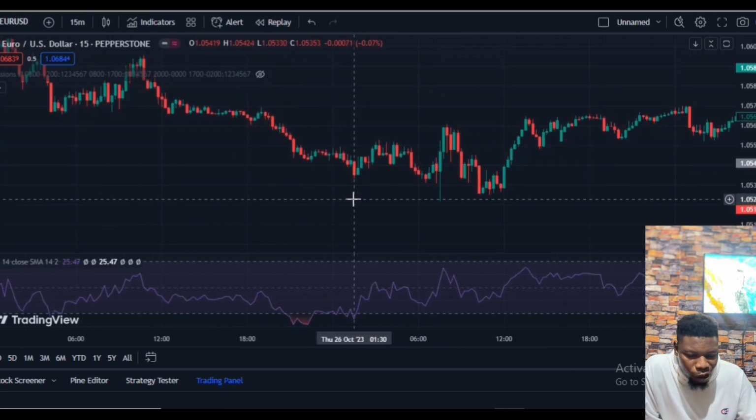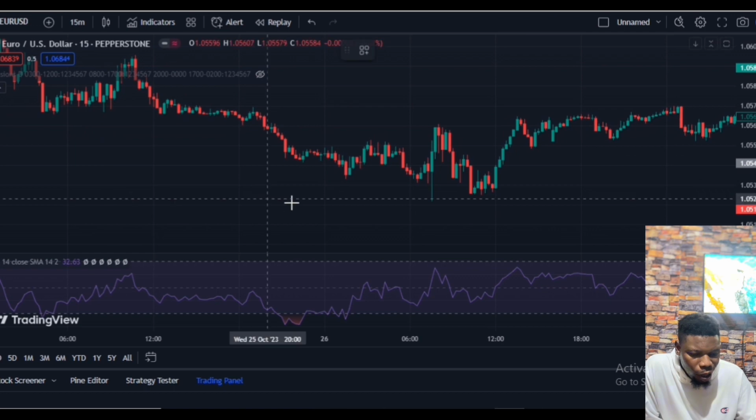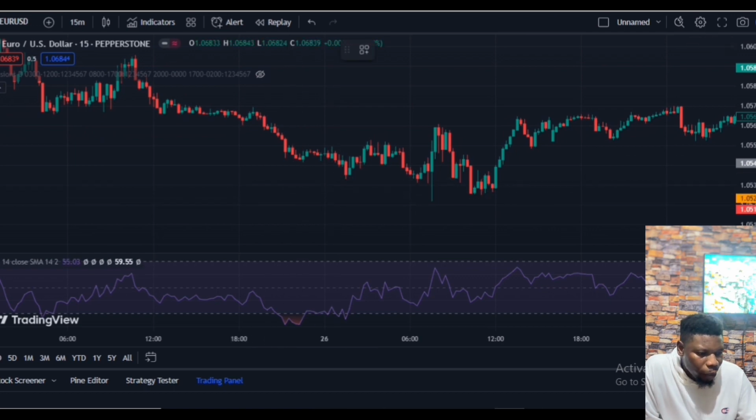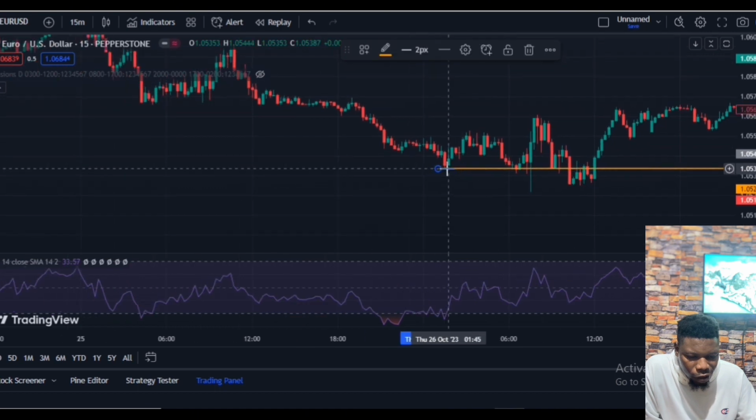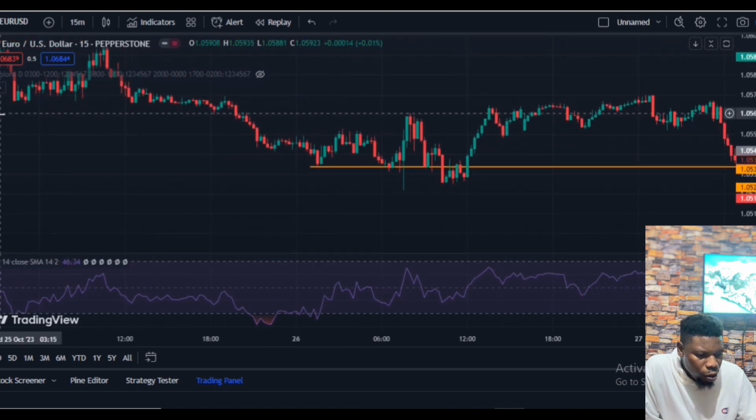So you see what happened here. You can see what happened here. This is a low. It was taken out. So what do you do? You enter your long.